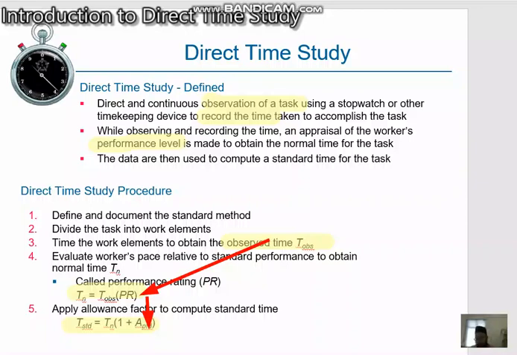So in the next sessions, we will examine each of these procedures in detail.